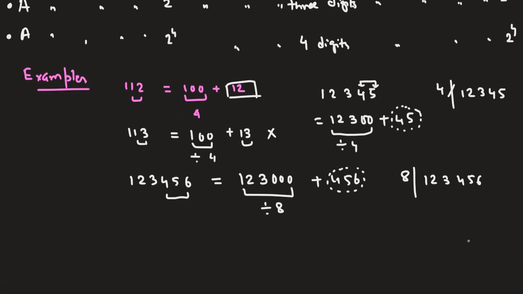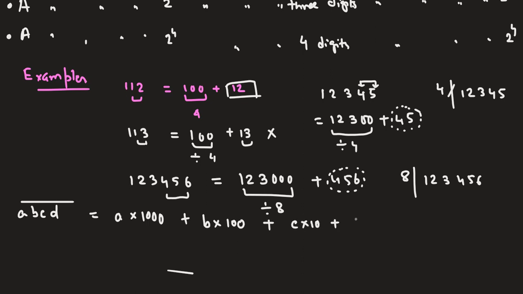Now we can generalize in this way. If I have any 4 digit number, and this happens for any n digit number also, say ABCD, a 4 digit number, it is A times 1000, then B times 100, then C times 10, and then D times 1. The first terms are divisible by 4, because 100 is present as a product. Now it depends on the last quantity. If it is divisible by 4, then the whole number is divisible by 4 also.